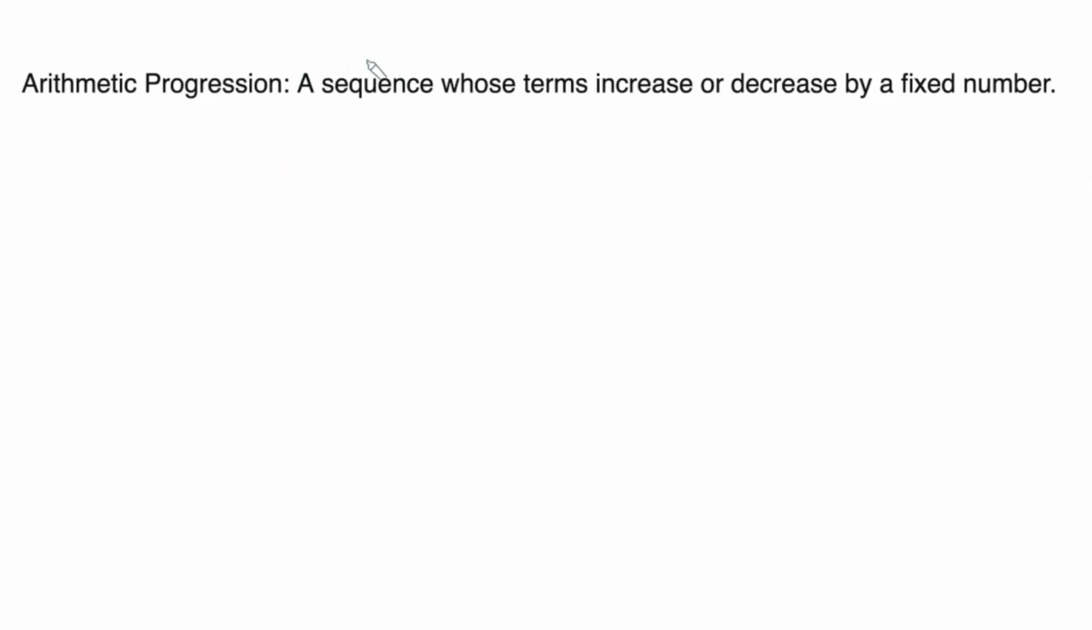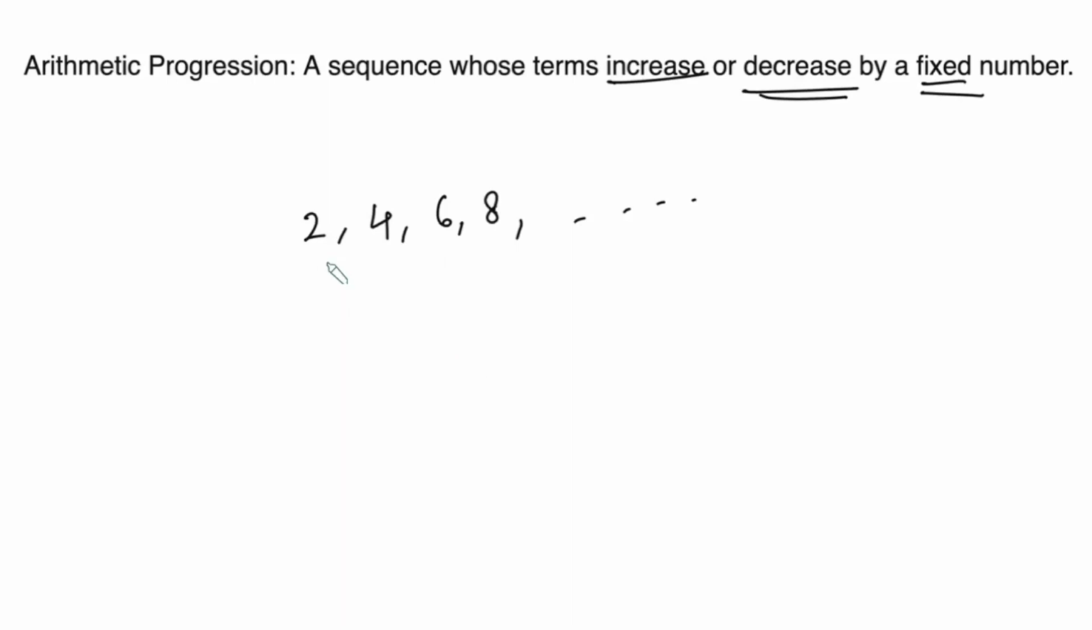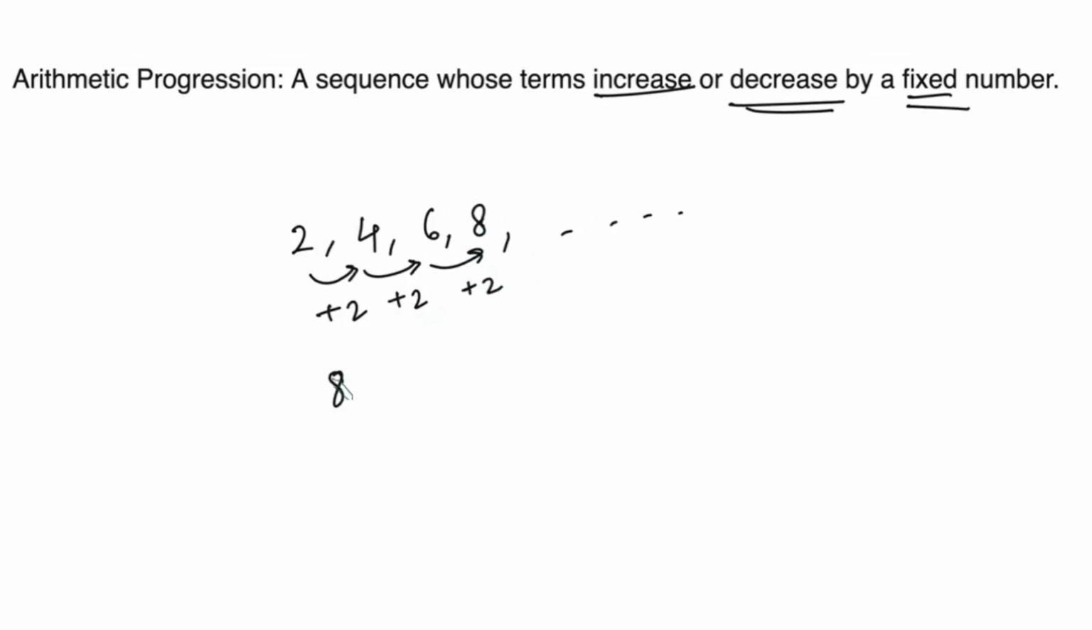Arithmetic progression is a sequence whose terms increase or decrease by a fixed number, and the fixed number is called the common difference. For example, 2, 4, 6, 8, and so on. In this sequence, the terms increase by 2. Similarly, 8, 6, 4, 2, 0, and so on. This is also an AP, or arithmetic progression, because the numbers decrease by 2.